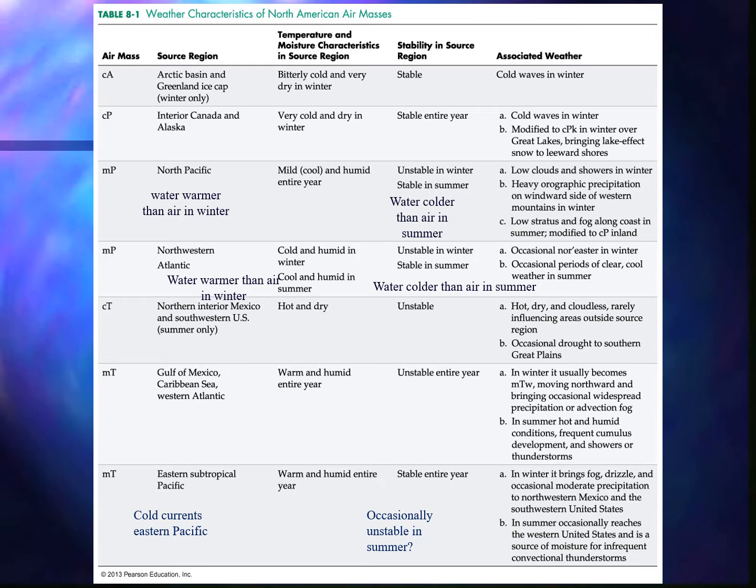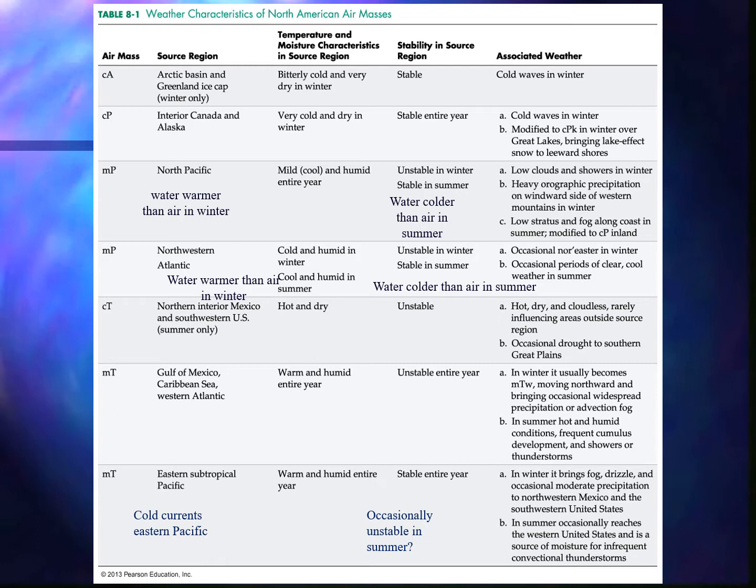What's most interesting is over there on the right, associated weather. So we might take a look at some of these. Okay, continental polar. Cold waves in the winter, modified to CPK in winter over the Great Lakes, bringing lake effect snow. We'll talk about modification of air masses soon.